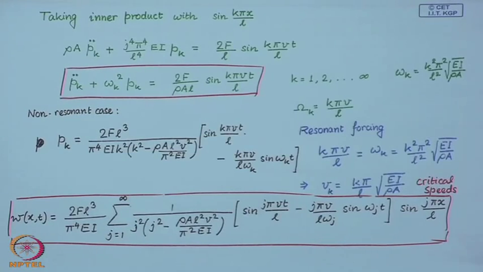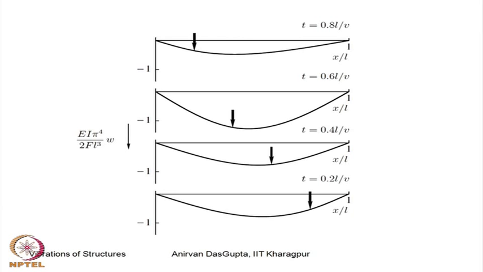So, this figure shows snapshots at certain time instants of a force traveling on a beam. So, you can see how the beam deflects at various time instants. Now, this is for the low speed.